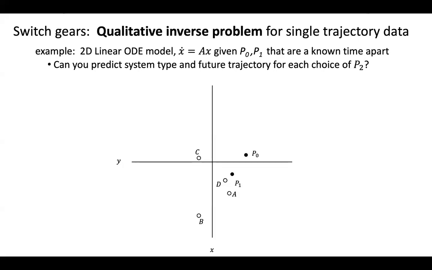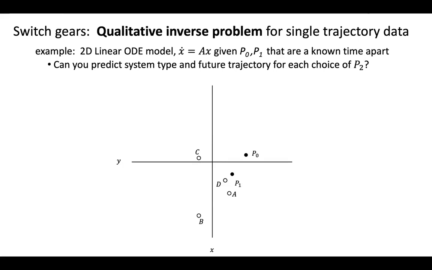This is the qualitative inverse problem. We're trying not necessarily to figure out what exact coefficients we used in the matrix A, but we still want to figure out some properties of x dot equals Ax for the correct A that are consistent with this data. This is the simplest possible scenario, just 2D linear, and it's already an interesting problem.